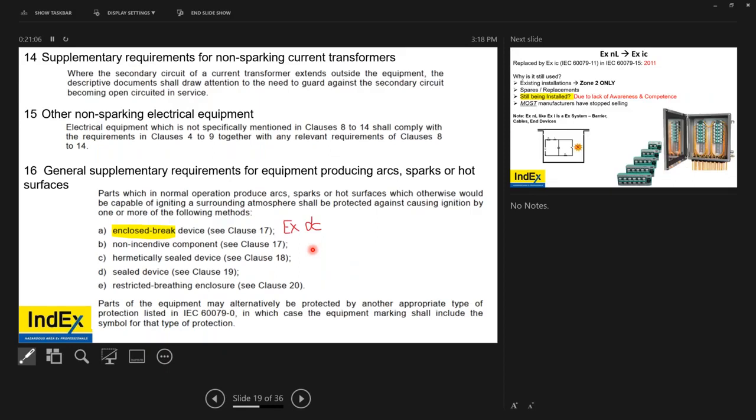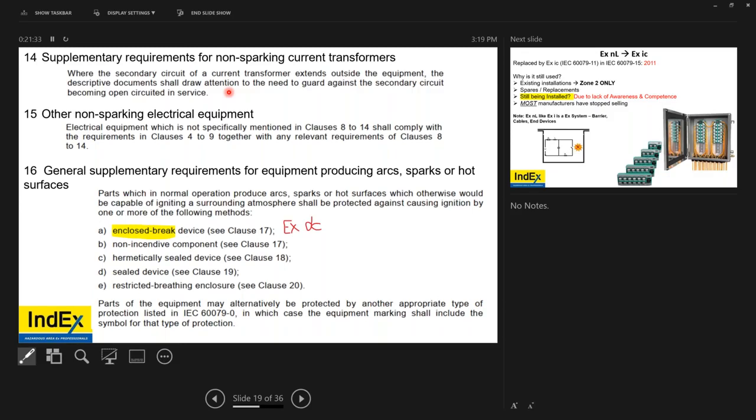Supplementary requirements for current transformers, where the secondary circuit of a current transformer extends outside of the equipment, the descriptive documents shall draw attention to the need to guard against the secondary circuit becoming an open circuit in service. So what type of transformer would that be? Well, there's some EXNC transformers, no NA transformers, never seen one of those.